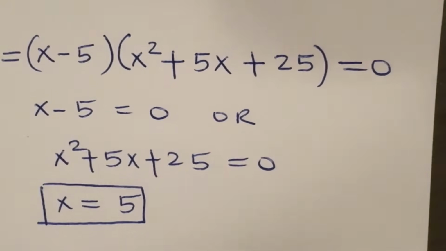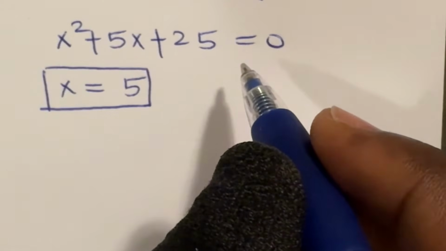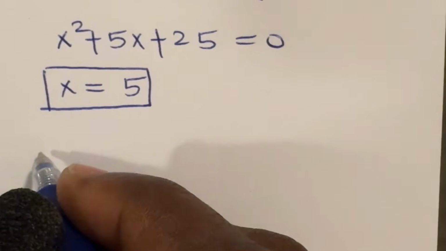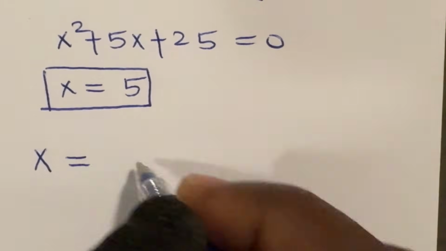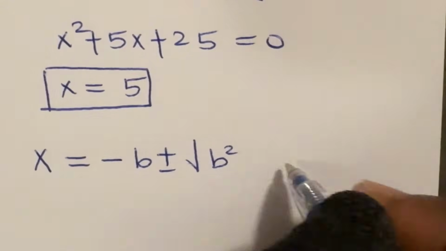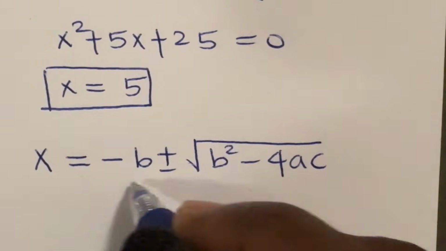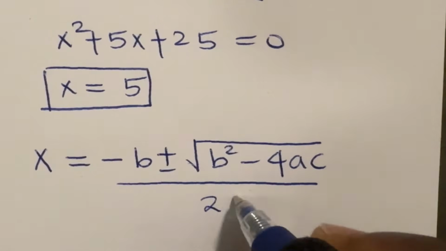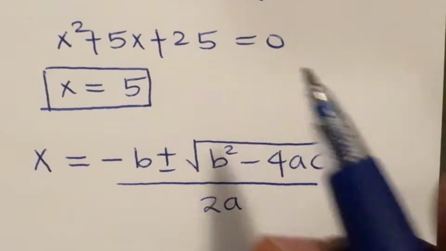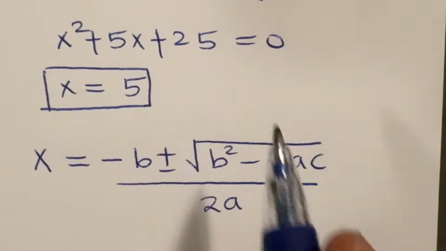And for the second one, which is x squared plus 5x plus 25 equals to 0, we're going to apply the quadratic formula. x is going to be equal to negative b plus minus the square root of b squared minus 4ac over 2a. Now, a, b, c are the coefficients of x squared, x, and a constant term respectively. Therefore, a is 1, b is 5, and c is 25.